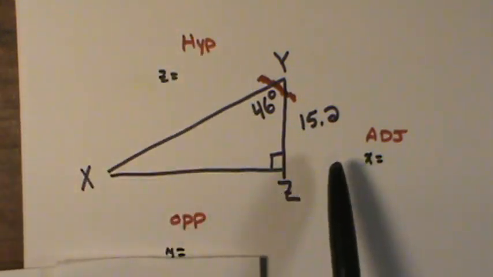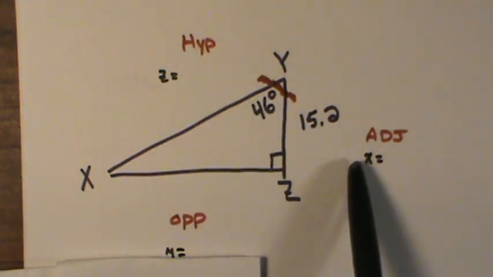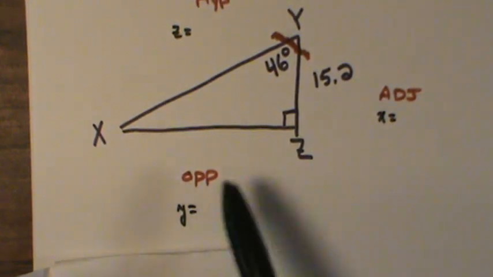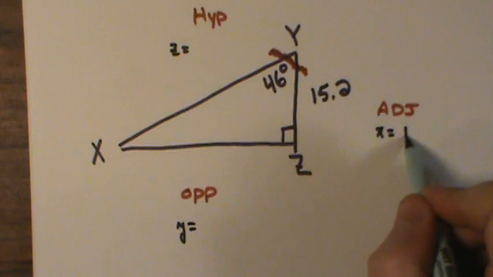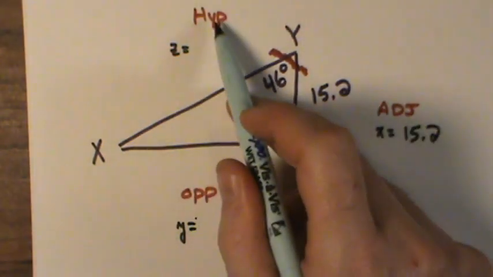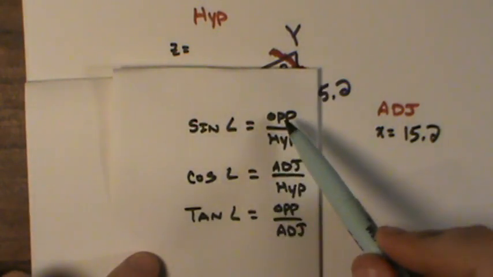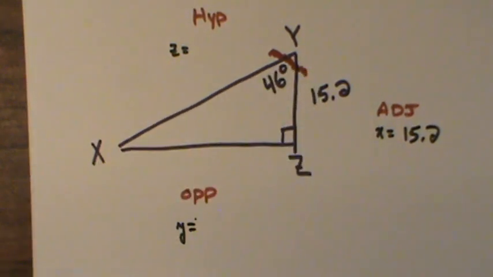When I look at this, I don't have the hypotenuse or the adjacent side. Oh, I do have the adjacent side. It's 15.2. I don't have the opposite side. Pardon me there. See, I've got this value. I might as well write it in here. 15.2. I don't have the opposite or the hypotenuse. The trig function that uses opposite and hypotenuse is sine, so I can throw that out. I'm going to throw that one out.